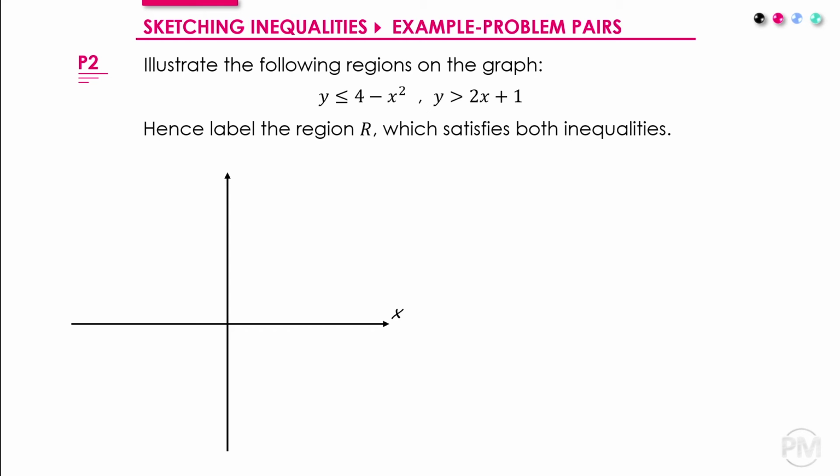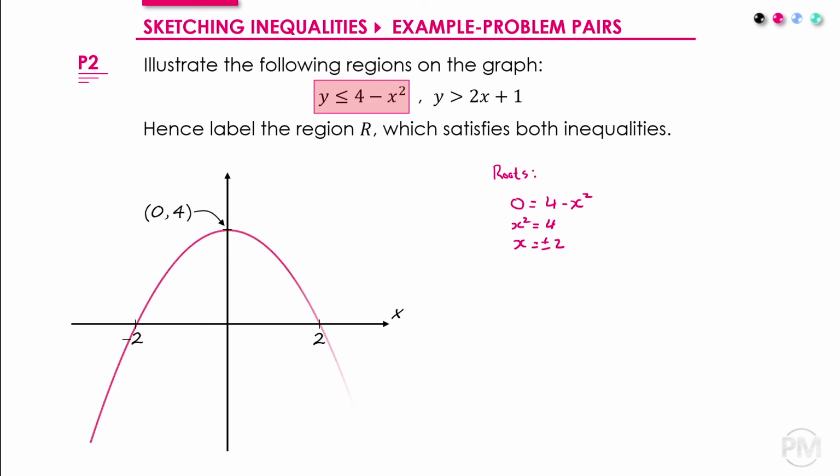Right, here's my solution then. We've got y is less than or equal to 4 minus x squared. So we have an n-shaped parabola, and when x equals 0, y equals 4. So we're going through the point (0, 4). You might be able to find the roots in your head, but I'll just show some working out. When y equals 0, we get 4 minus x squared, or x squared is 4. So x equals plus or minus 2. So we've got 2 points on the axis at minus 2 and 2, and we need an n-shaped parabola like so.